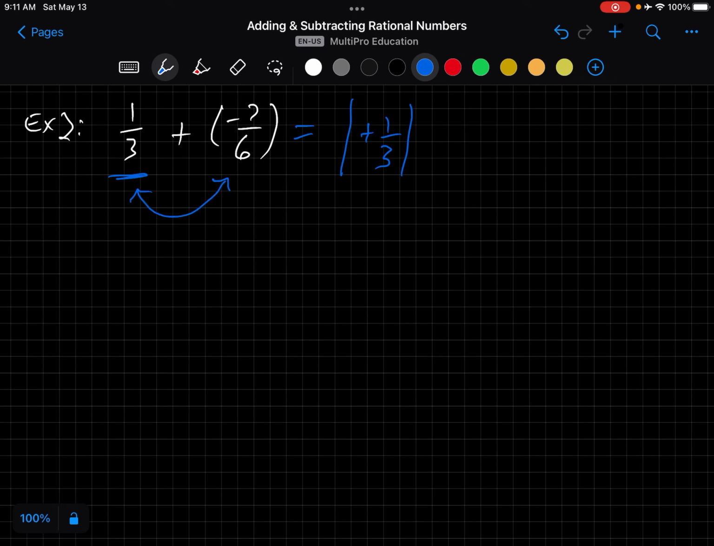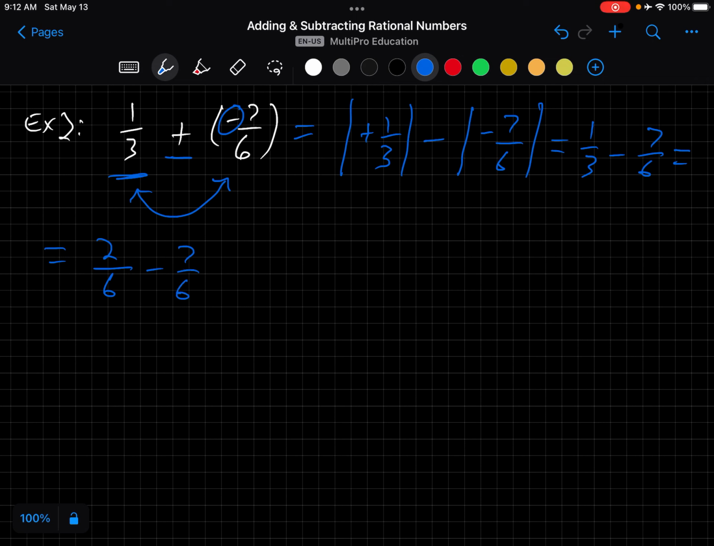Okay. Now, let's take a look. Which one is the larger value? Which is larger between 1/3 and 7/6? So if you said 7/6, that's correct. So what we're going to do is we're going to put the sign of the larger value, which is this minus value, here. So we're going to say minus, and then we're going to subtract this value. Okay? Now, if we do the absolute value, we will get 7 over 6 minus 1/3.